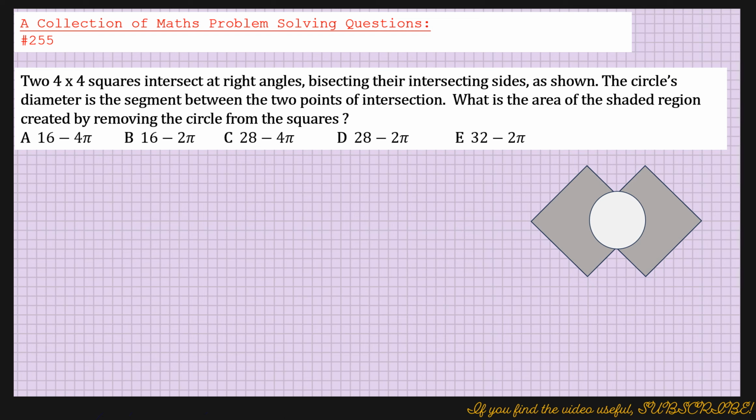So the area of the region we are supposed to find out is this, the shaded region. This is the region we have to find out. Now to find this region, we need to find the area of the two squares and subtract the area of the circle from it.